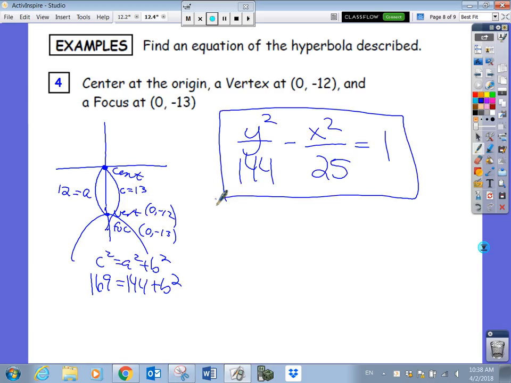If you get something negative down there, you have done something wrong. You've used the wrong equation, the wrong numbers in the wrong places. You will not get a negative value for a squared, b squared, or c squared if you're ever trying to find them. Questions?